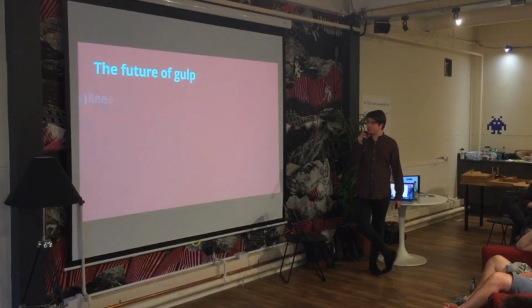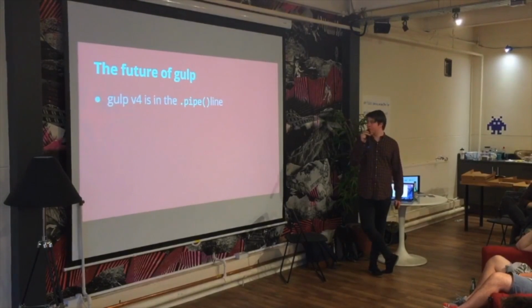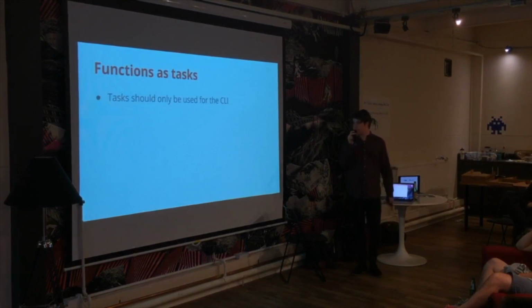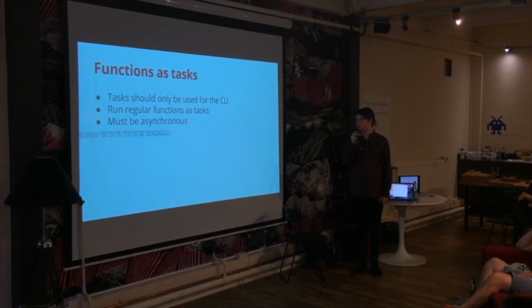So the future of Gulp version 4 is in the pipeline. You can run functions as tasks. So tasks shouldn't be used for the CLI. You shouldn't be running tasks from within other tasks like you do in Gulp 3. You can run regular functions as tasks, and it must be asynchronous.